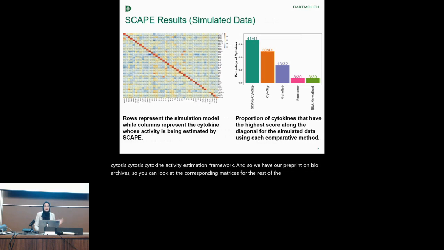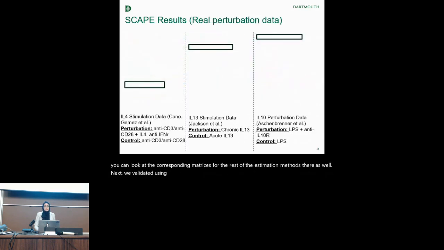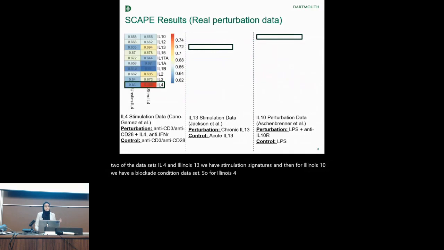Next, we validated using perturbation data sets. So we have 3 different data sets, and for 2 of the data sets, the IL-4 and IL-13, we have stimulation signatures, and then for IL-10, we have a blockade condition data set. So for IL-4, for example, we should expect to see a higher signature for the IL-4 stimulated activity, and that is what we expect. IL-4 has an average predicted cytokine activity of about 0.75, which is higher than the rest of the cytokines. And again, in the main manuscript, you can see that we compare against all 41 cytokines. Here, I'm just showing a subset of those.